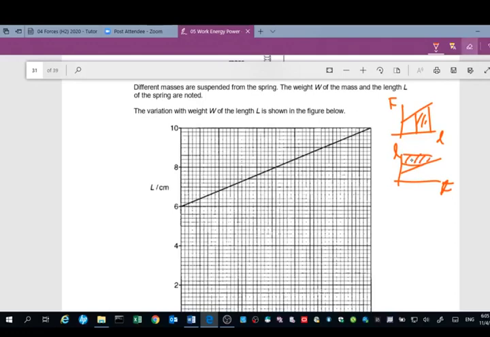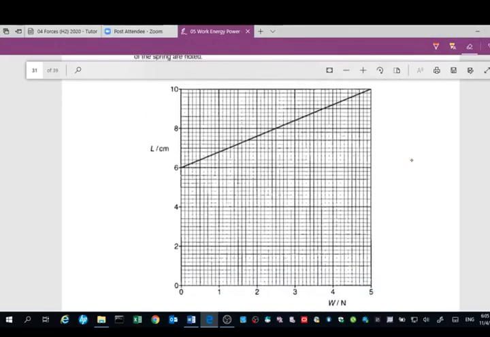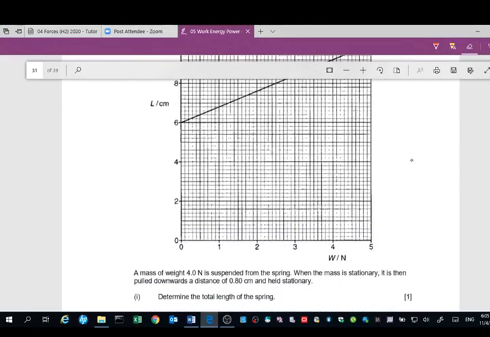So let's look at this problem now. Okay, we'll come to this issue later on. Let's look at the first part of the question, which is quite straightforward. The first part says that a weight of 4 Newton is suspended, and is then pulled further by 0.8 cm. So what is the total length of the spring?